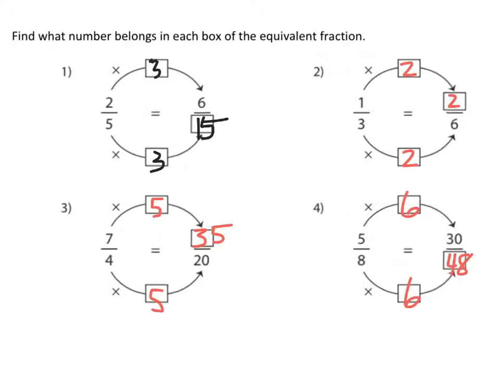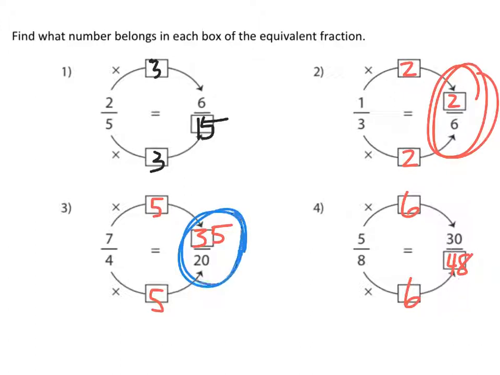If you take a look, in number 2 you're multiplying by 2, and your equivalent fraction to 1/3 would be 2/6. In number 3, you're multiplying by 5, so your equivalent fraction to 7/4 would be 35/20. And finally, in number 4, you're multiplying by 6, so your equivalent fraction to 5/8 will be 30/48. Remember that whatever you're multiplying on the top, you also have to multiply on the bottom, or if you're dividing, you're finding a common factor and dividing the top and the bottom by the same number.